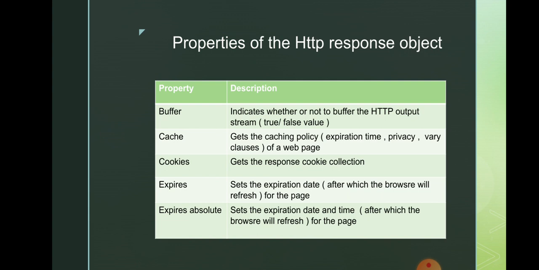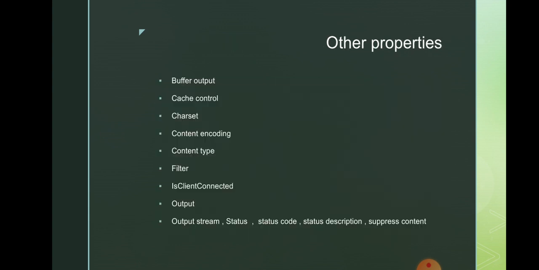Next, expires. Each and every application must have some expiration time or expiration date. Just like that, the expires property helps to set the expiration date for the page. Expires absolute specifies the exact date and time for the expiration of the page. Next, here are some other properties. Buffer output means it will send the requested value back to the browser, back to the client, after the entire page is finished processing.